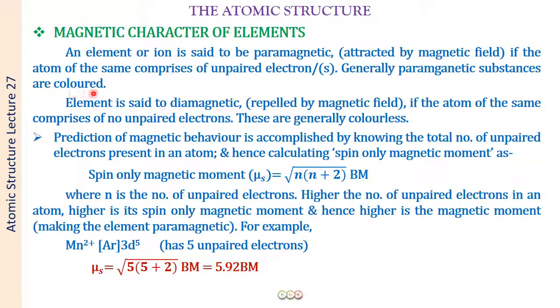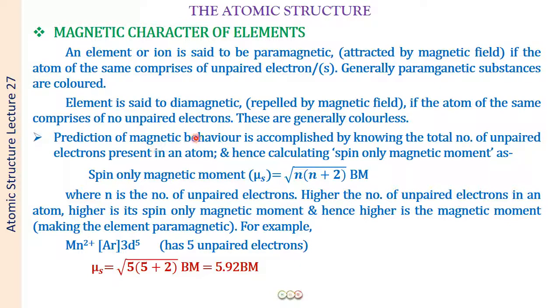Okay, and then we have elements which are said to be diamagnetic. Diamagnetic means that they are repelled by the magnetic field, and they are going to be those elements in which the atoms have no unpaired electrons, and such diamagnetic elements are generally colorless, right? So elements which have unpaired electrons are paramagnetic. Elements which do not have unpaired electrons are called diamagnetic.